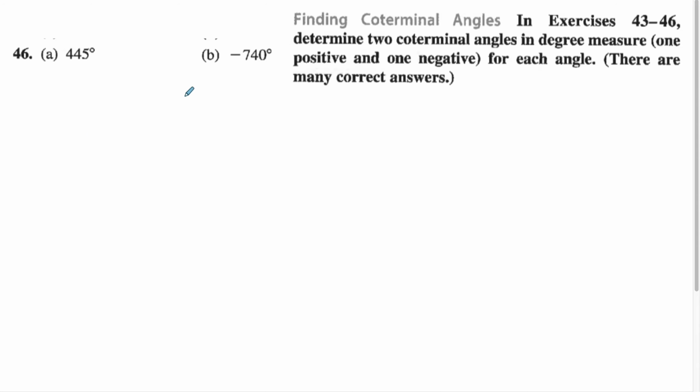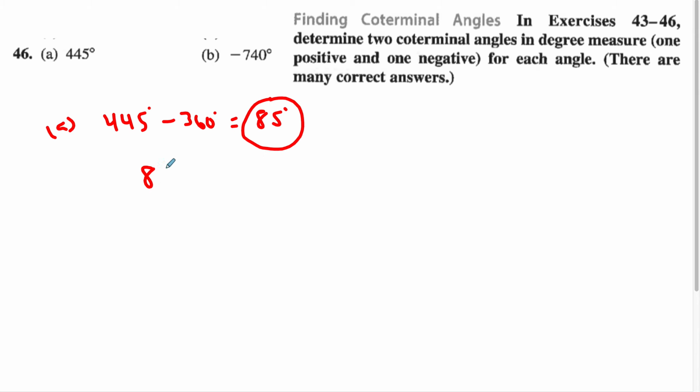Finding coterminal angles. Hey, these are degrees. So, one positive, one negative. So for 445, what we're going to do is find another one that is positive. Now, I happen to know that 445 is larger than 360. Go figure, right? So if I were to subtract 360, that would give me another positive angle that would be equivalent, which is 85 degrees, right?